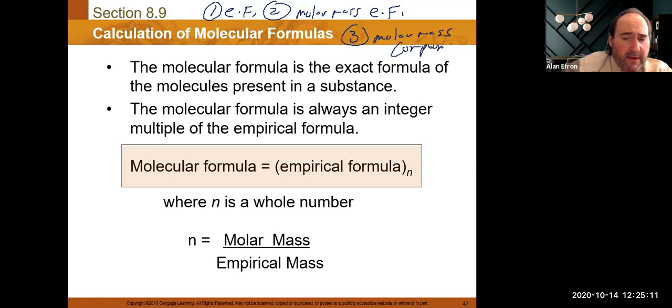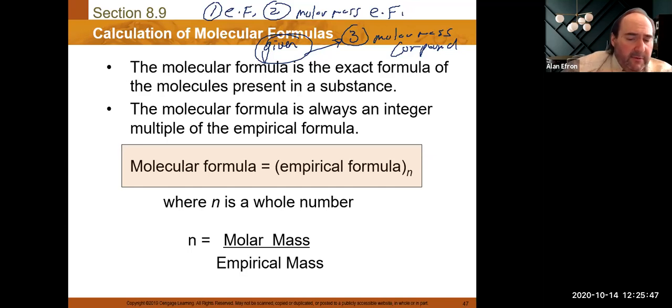The good news about number 3 is that it is usually given to you in a problem. Usually they will say something like, the molar mass of this compound is 180 grams per mole, or they may even give you a range, like the molar mass ranges from 90 to 110 grams per mole. But somewhere in the problem, they will give you the actual molar mass of the compound. So really it comes down to whether you need to figure out the empirical formula like we've been doing, or if they give it to you, you obviously don't need to do that calculation.